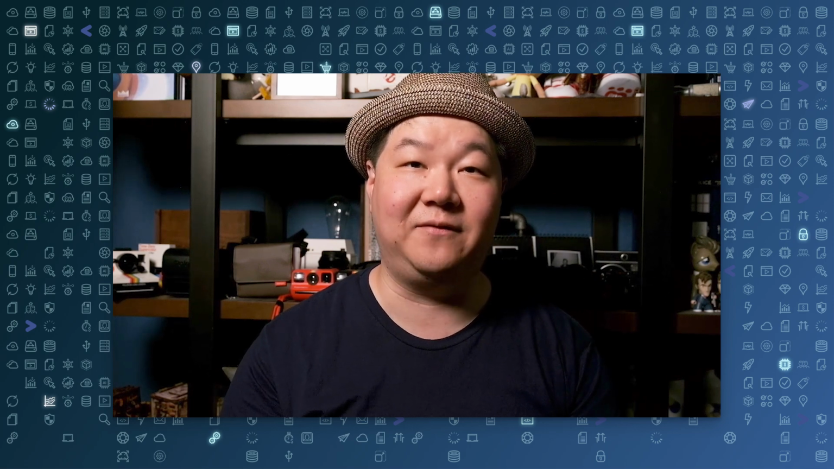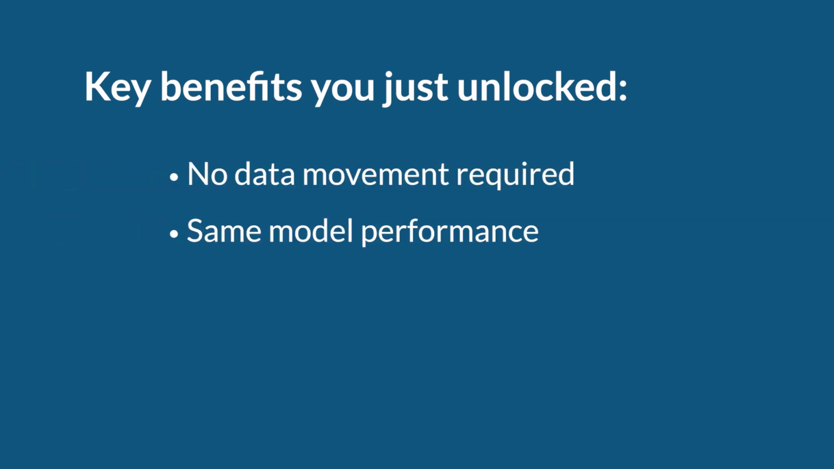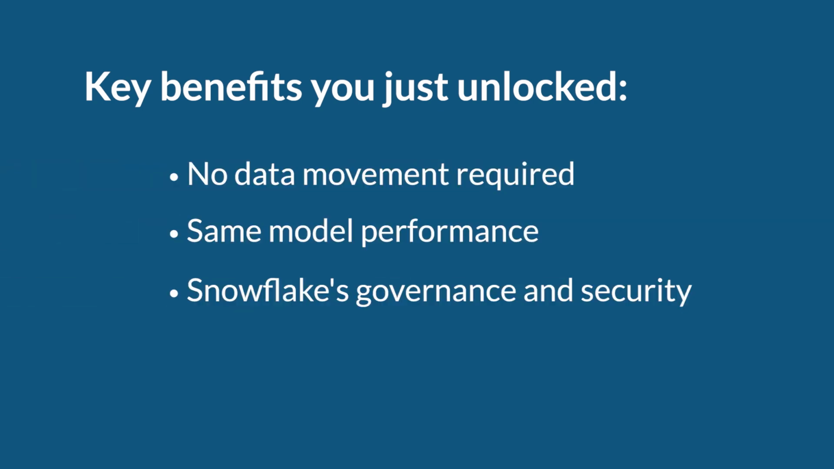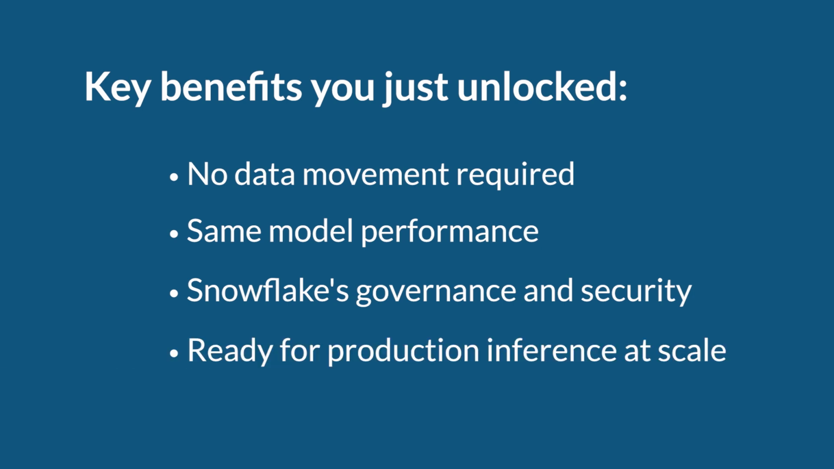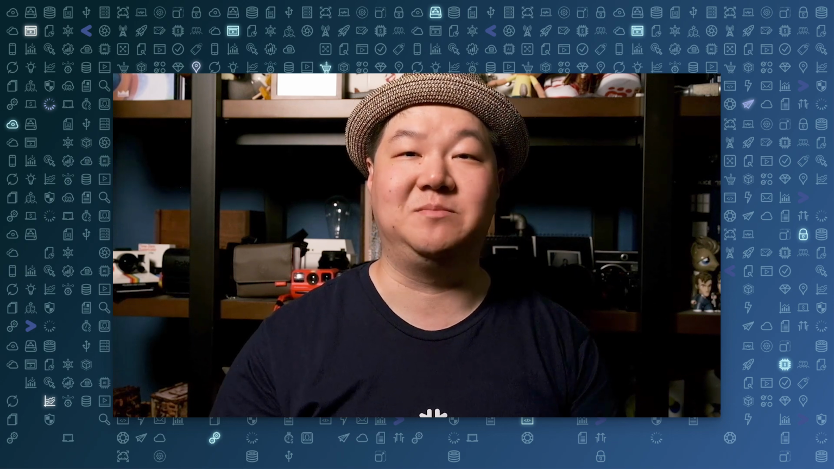And there it is, builders. In under 5 minutes, we've taken a production SageMaker model and made it a first-class citizen in Snowflake ML. The key benefits you just unlocked: no data movement, same model performance, Snowflake governance and security, and ready for production inference at scale. And that's it, builders. Now go port those models and run your inference pipelines in production faster, cheaper, and more securely.